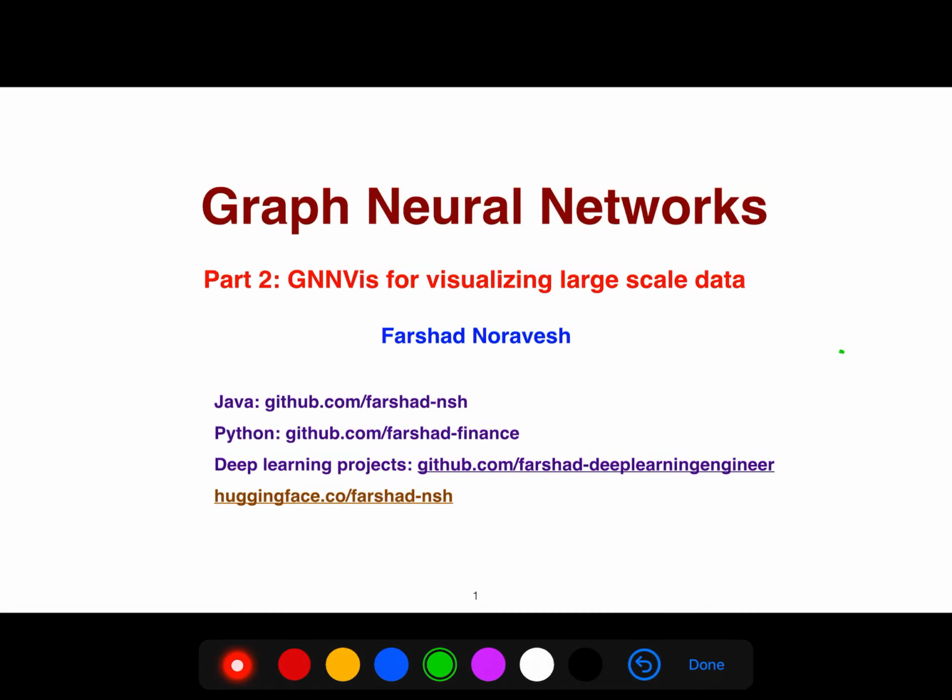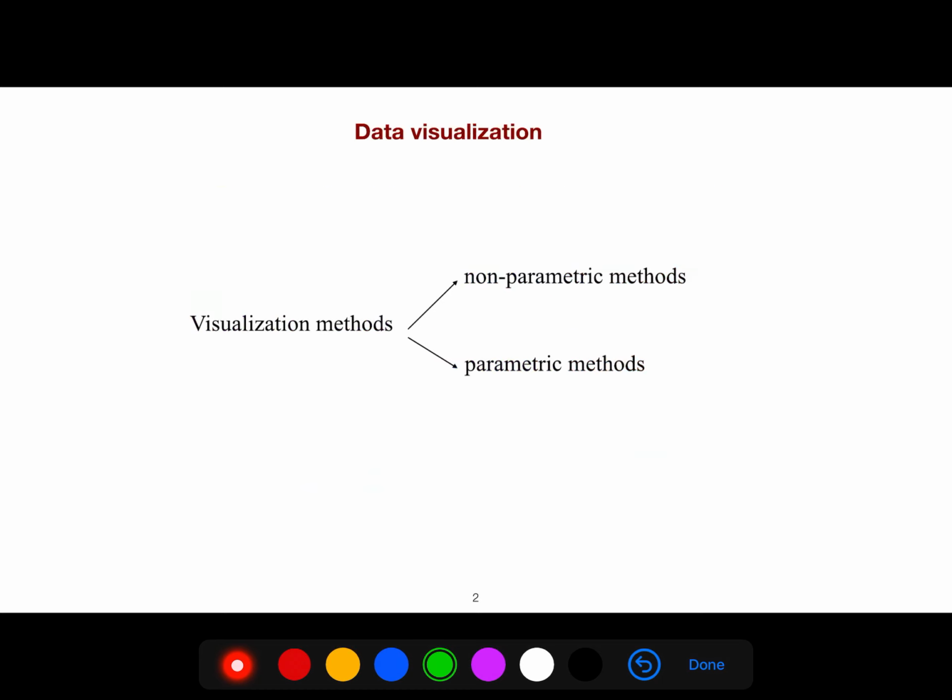So let's talk about an application for graph neural networks and a different architecture for graph neural networks, which we call GNNVis. Of course, this one is inspired by graph attention networks. It's just a variation of graph attention networks, but we use it for visualizing large-scale data. As you know, there are two paradigms for visualization.